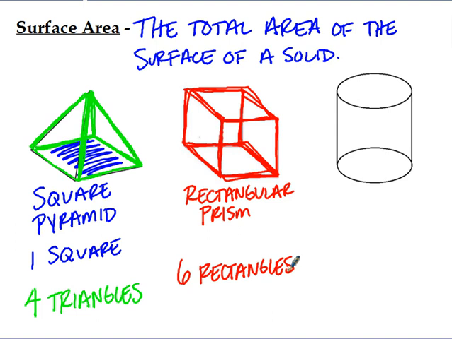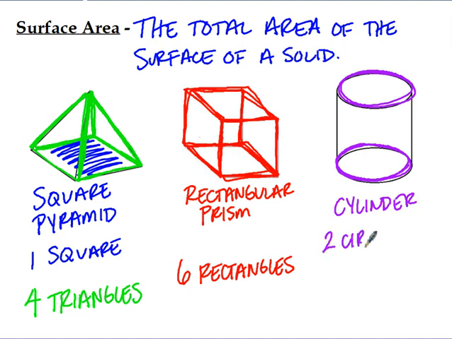Now, with the figures that are not polyhedra, so that would be the cones, the cylinders, and the spheres, it gets very tricky. So think about the surfaces here on the cylinder. We have 2 circles. That's the easy part to think about. This is not a cone, it's a cylinder. And the cylinder has 2 circles. Those would be the bases, top and the bottom.